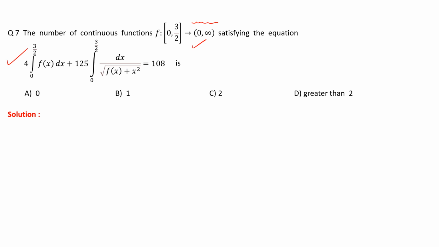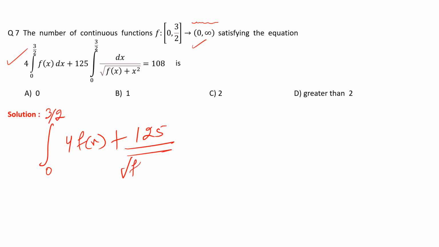Now first of all, what we have to do, we add these two integrals and combine them into a single integral. That is integral 0 to 3 by 2 of 4f(x) plus 125 upon under root of f(x) plus x square, dx. Right? I can write the left side of this equation in this way, and right side is just 108.